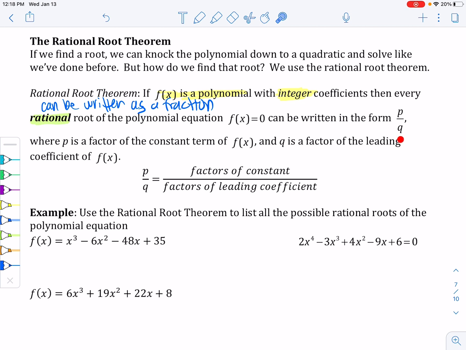So every rational root of the polynomial equation can be written in the form of p over q, where p is the factors of the constant term and q is the factors of the leading coefficient. It should be factors with an s, technically. Okay. So our p is the factors of the constant, the q is the factors of the leading coefficient. So remember, the constant is the thing on the end with no variable. The leading coefficient is the one with the degree.